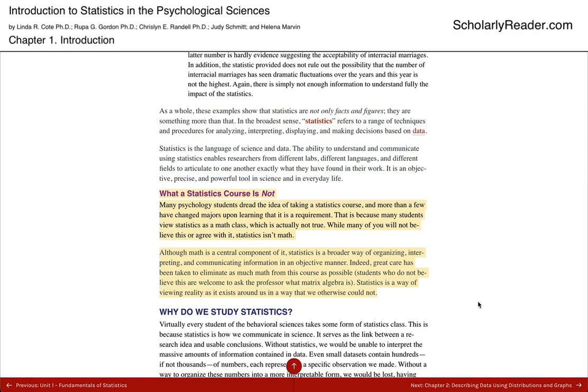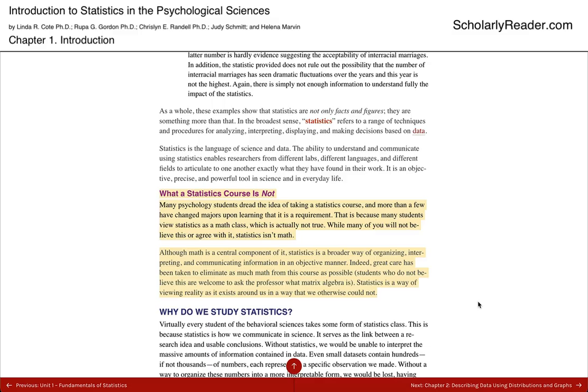What a statistics course is not. Many psychology students dread the idea of taking a stats course, and more than a few have changed majors upon learning that it is a requirement. That is because many students view stats as a math class, which is actually not true. While many of you will not believe this or agree with it, stats isn't math.